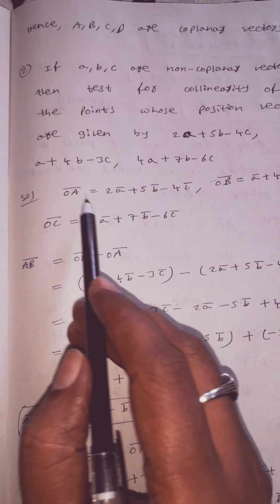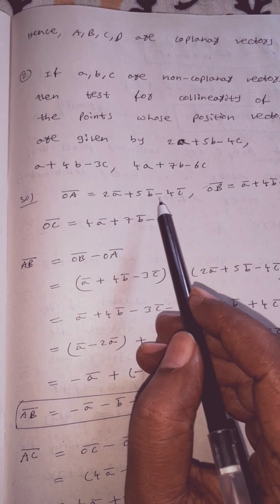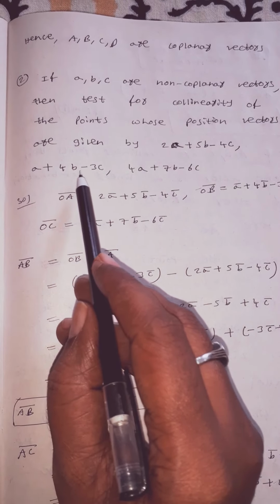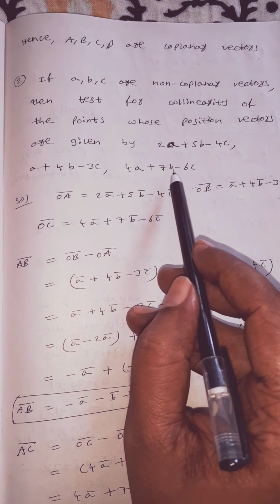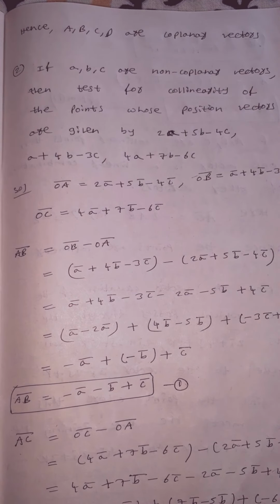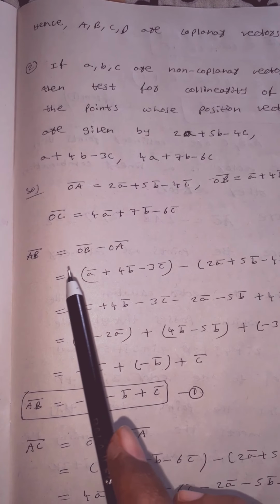So let us take OA bar equal to the first one: 2a bar plus 5b bar minus 4c bar. OB bar equal to the second one: a bar plus 4b bar minus 3c bar. Third one, OC bar equal to 4a bar plus 7b bar minus 6c bar. So what is being asked, children? Test for collinearity. So calculate AB bar.